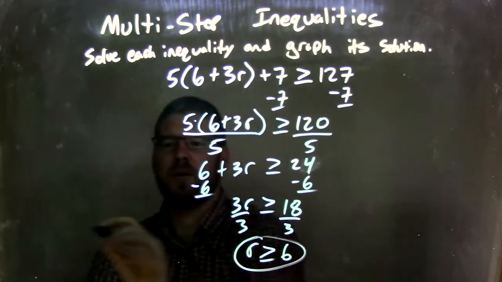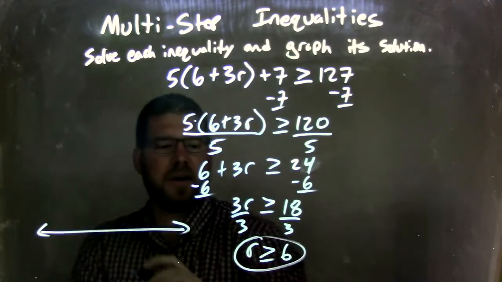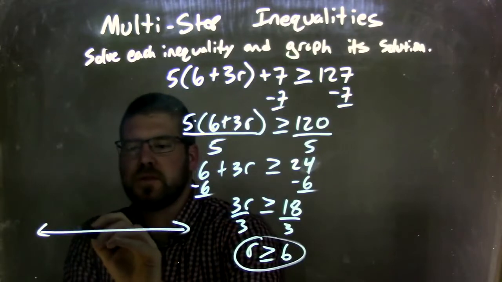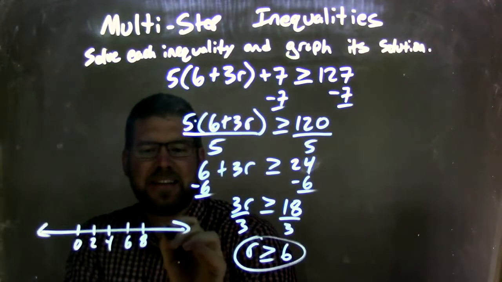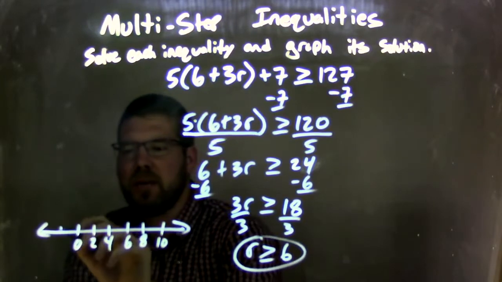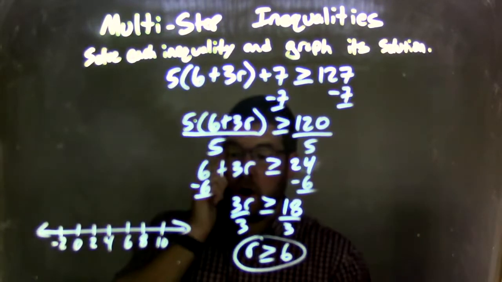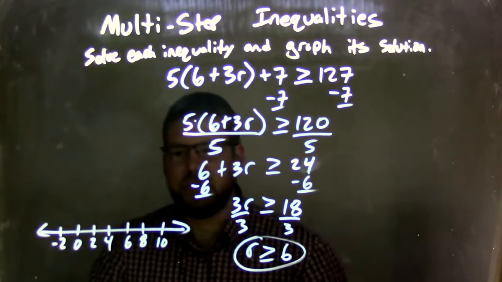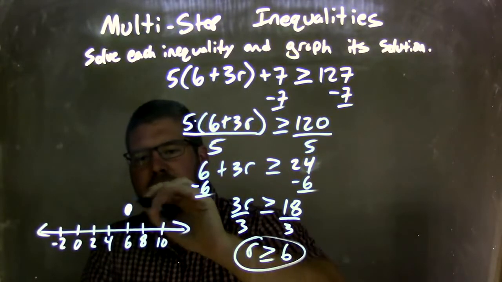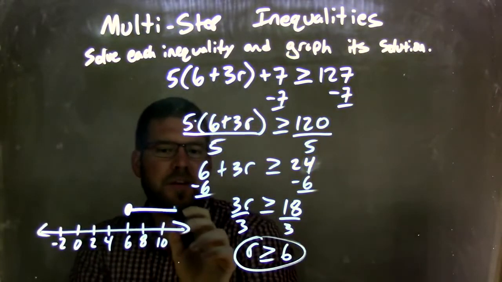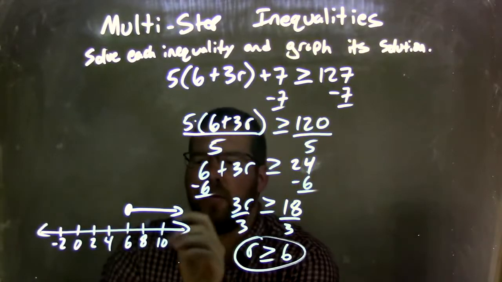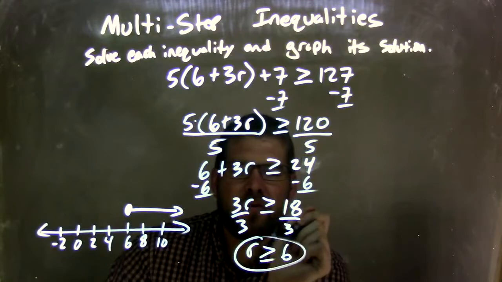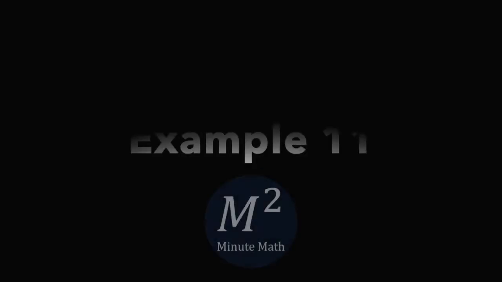It's by itself, so I'm going to graph it. Make a little number line right here. Let's go by 2s. So we have 0, 2, 4, 6, 8, 10, and negative 2 right there. So we have said r is greater than or equal to a positive 6. So we have a closed circle at 6 because it can equal that. And I'm going to shade to the right because r is greater than 6. So now this graph matches my final answer, which is r is greater than or equal to 6.